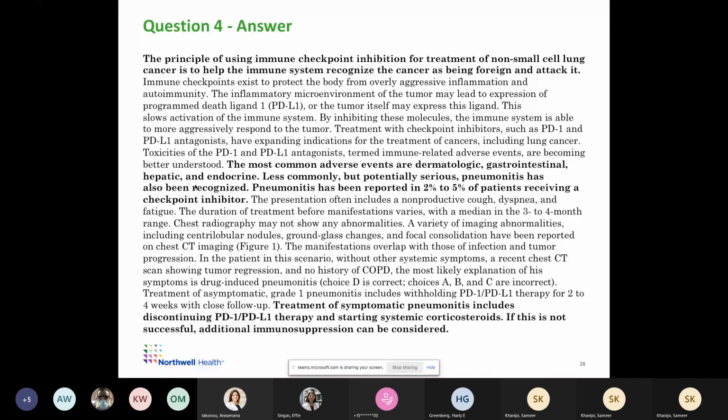The treatment of pneumonitis is going to depend on the grade, as we saw previously, but treating symptomatic patients rests on stopping the therapy and starting steroids.